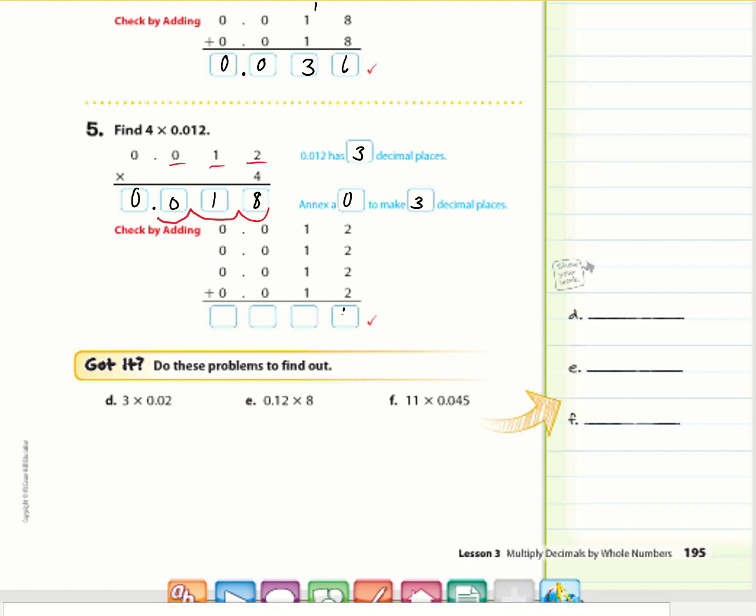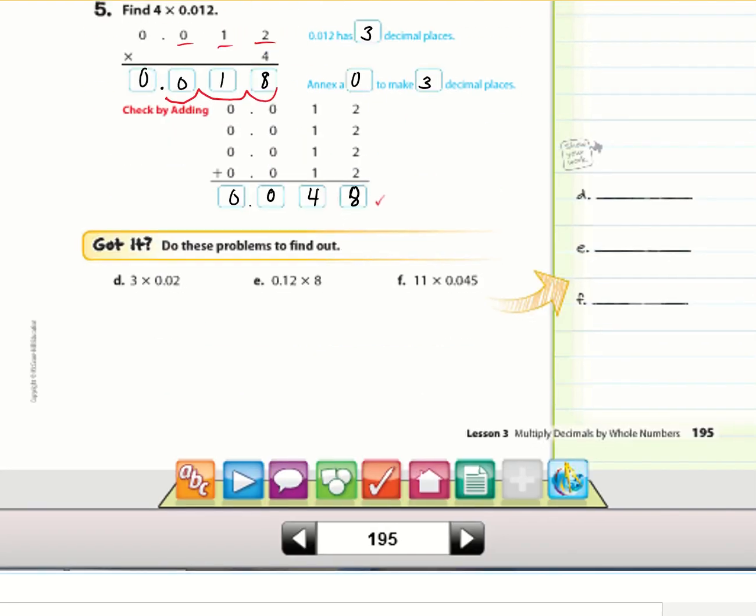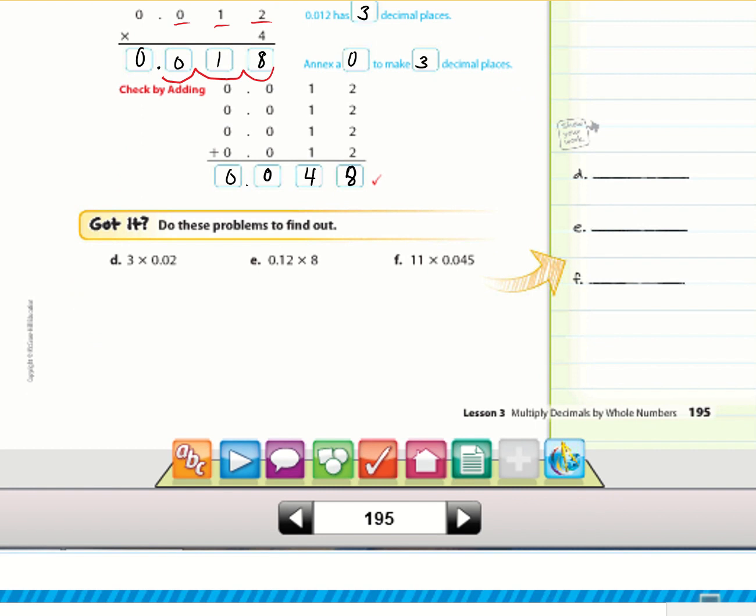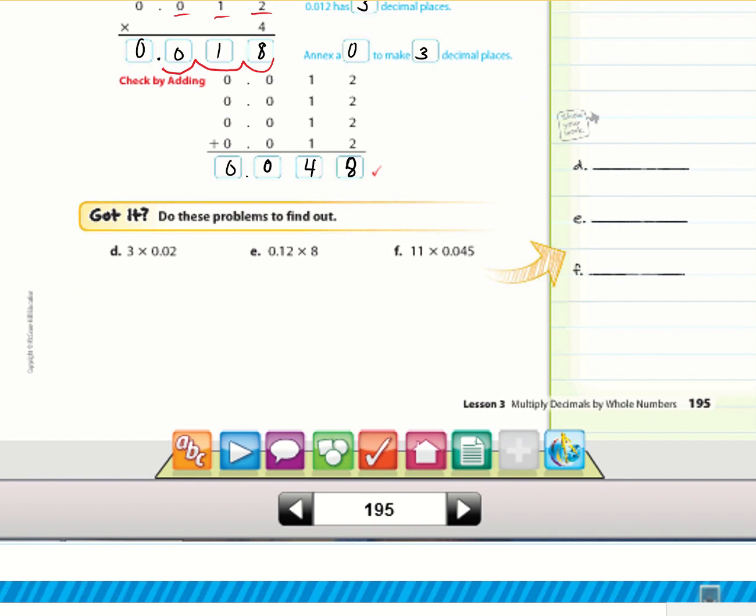So we're going to double check our work. That's going to be 8, 4, and we're annexing our zeros. So that was pretty simple. So go ahead and try the Got It, D, E, and F, and continue the video when you're finished.